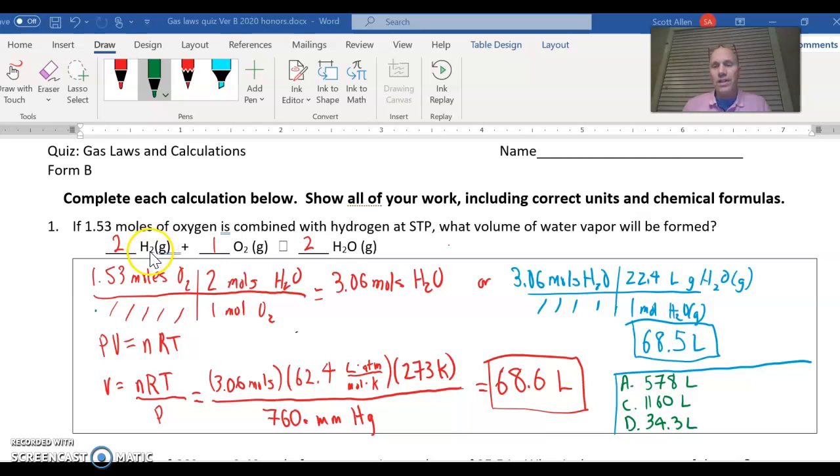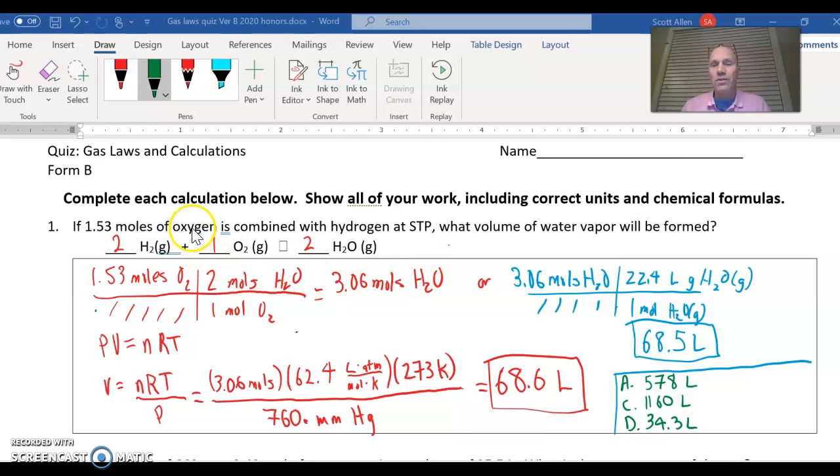All right, the first thing that you have to do is balance the equation, and the equation is the same for all the versions, so it should be 2, 1, 2. It says if you have 1.53 moles of oxygen combined with hydrogen at standard temperature and pressure, what volume of water vapor would be formed? So the first step is a one-step crossbar where you convert moles of this material into a number of moles of water.